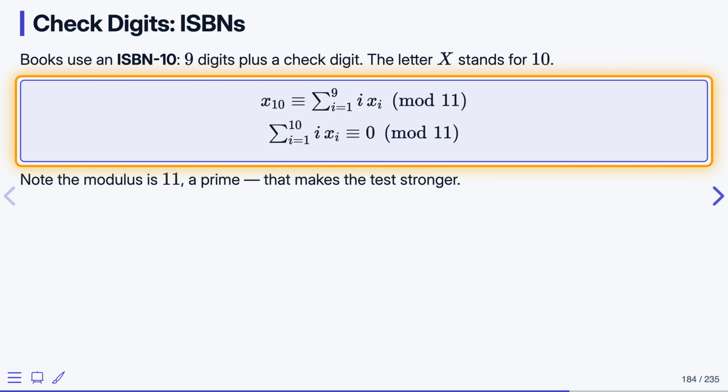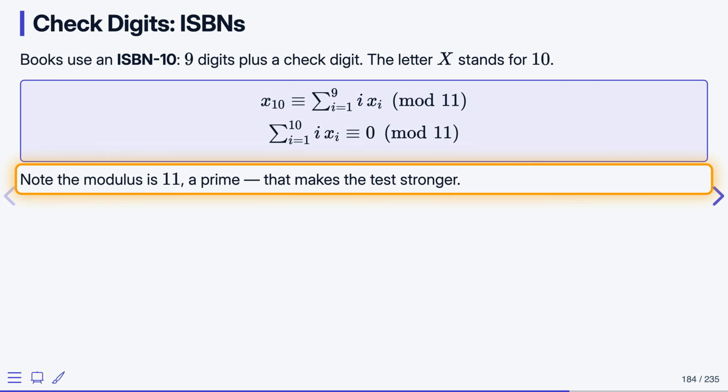The second line says the same thing another way. With all 10 terms included, the weighted sum must be congruent to 0. Notice the modulus. It is 11, and 11 is prime. That choice makes the test stronger, as we will see at the end.